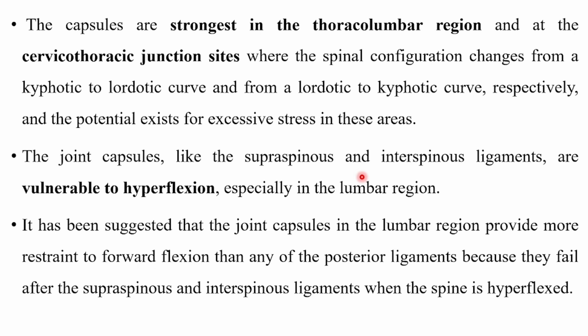capsules in the lumbar region provide more restraint to forward flexion than any of the posterior ligaments because they fail after the supraspinous and interspinous ligaments when the spine is hyperflexed. So when the spine is hyperflexed, these two ligaments will be the first to fail, and after that, these joint capsules will fail. So these three structures, the joint capsule, supraspinous ligament, and interspinous ligament, are the primary restraints for hyperflexion. Or in another sense, hyperflexion will be prevented by these three structures.